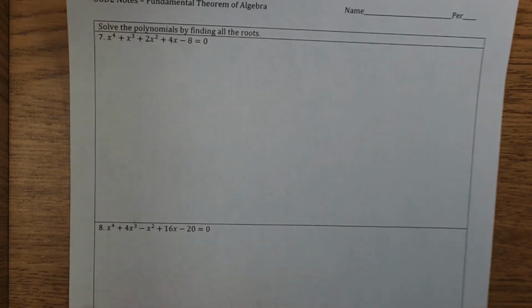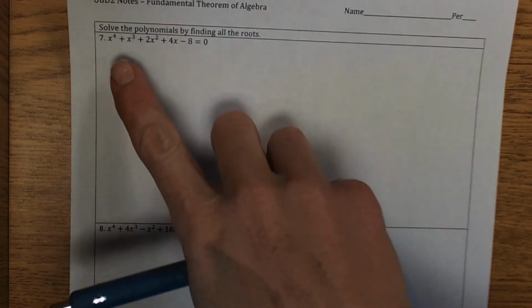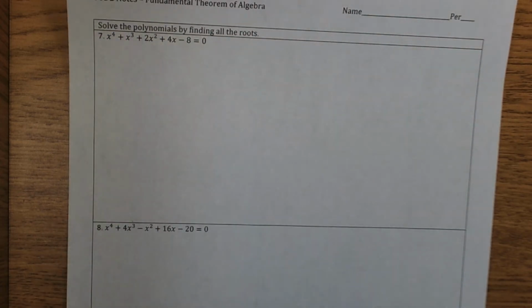Okay, so putting it all together, kind of what we've been doing the last few days. The fundamental theorem of algebra says if we know what that exponent is, that's how many roots we should expect to have. So we're going to use what we know about the fundamental theorem of algebra and what we know about the rational root theorem to find all of our solutions.